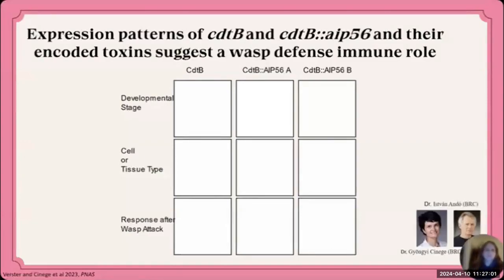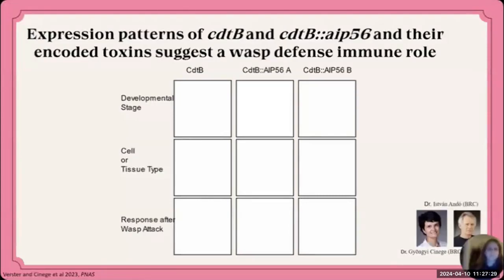And so what we did is we created a whole swath of immunohistochemistry experiments that helped us identify where these proteins are actually located across the developmental stages, across different cells or tissue types, and after wasp attack. This was a much more comprehensive assay than what I did previously when I was just looking at qPCR of these different life stages of the flies.